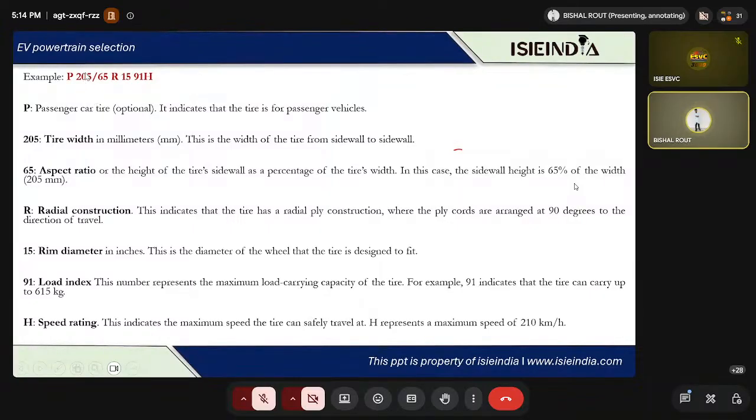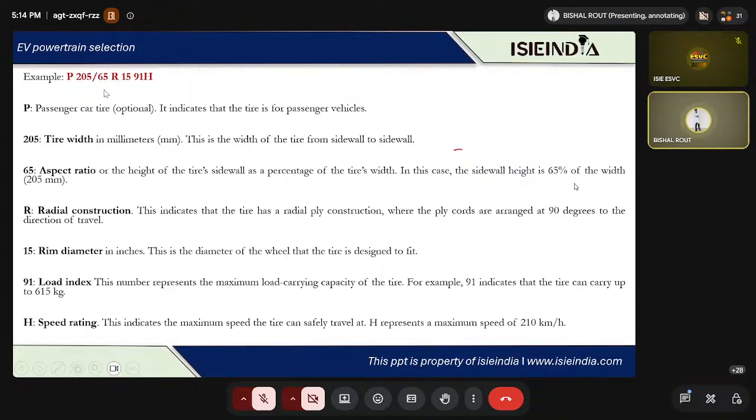205 is the tire width. What is the width of the tire? It is given in mm. 65 tells us the aspect ratio. Aspect ratio means the height of the tire sidewall as a percentage of the tire width, right? So 65% of 205 is nothing but the sidewall height of the tire. It is not given directly, it is just given as a percentage, right? So the sidewall height is 65% of the width of the tire, which is 205.